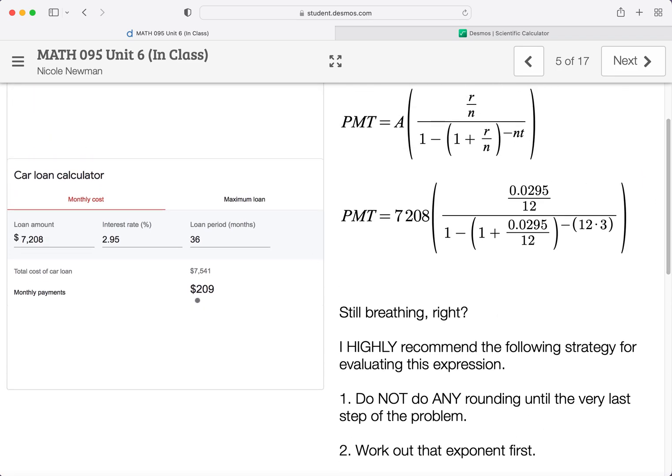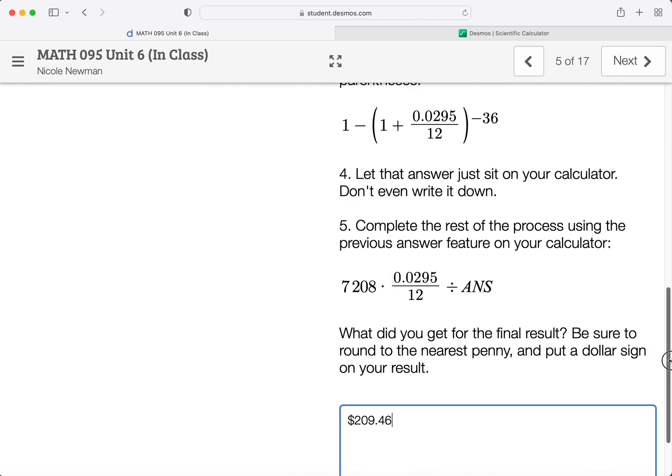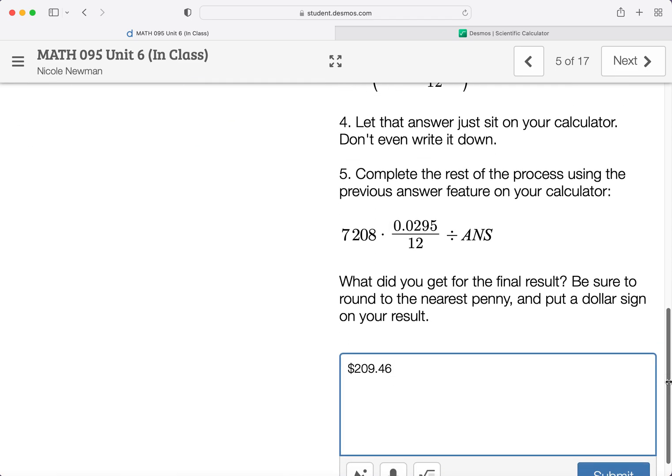Oh yeah, in the monthly payment from the online calculator, they said $209. I think they rounded to the nearest whole dollar. This online calculator is not official paperwork from a lending institution, so they can do that. Your actual lending institution will probably have a dollar and cent amount, just like we found with $209.46. Okay. So you have some options.